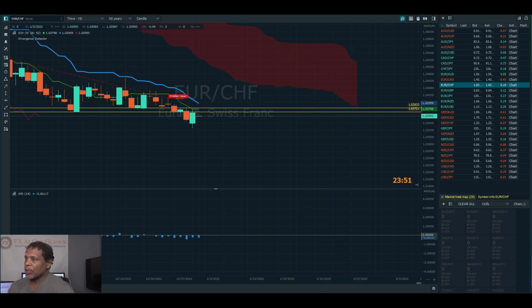Angulation on your clouds. Look at the clouds: angulation, span A and B to the downside. Look at angulation on Tenkan-sen, Kijun-sen. Chikou span is below price. Your crossover is bearish. All right, so Tenkan-sen, Kijun-sen are bearish, and the market is continually moving to the downside, breaking structure.